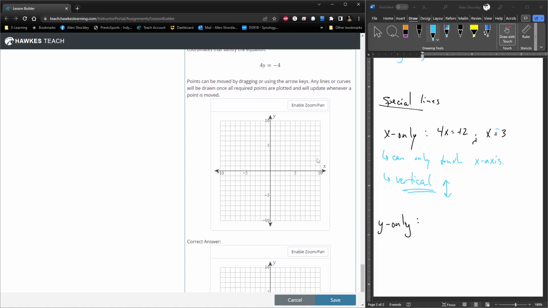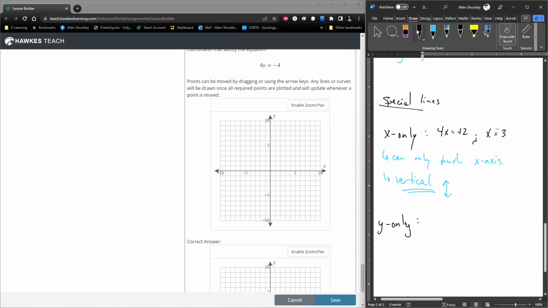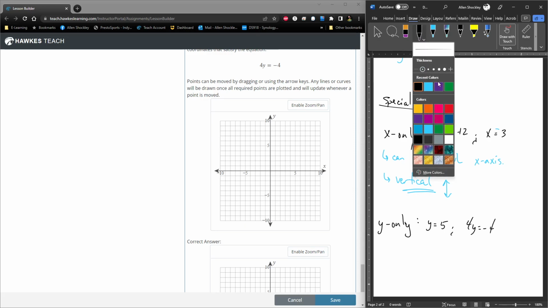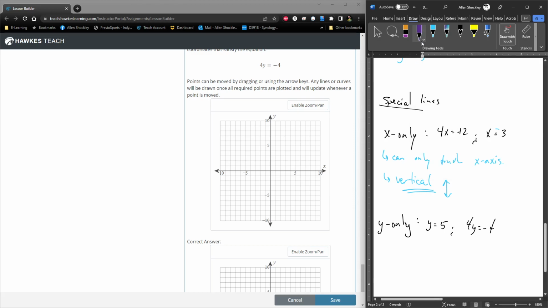Y-only lines. You can have the easy ones where y equals 5, or you could have the more complex ones like this one, 4y equals negative 4. With this, I don't actually know what y equals, so I have to solve it. In order to solve this one, I'm going to divide by 4. And so y equals negative 1. Negative 4 divided by 4 gets me a negative 1.